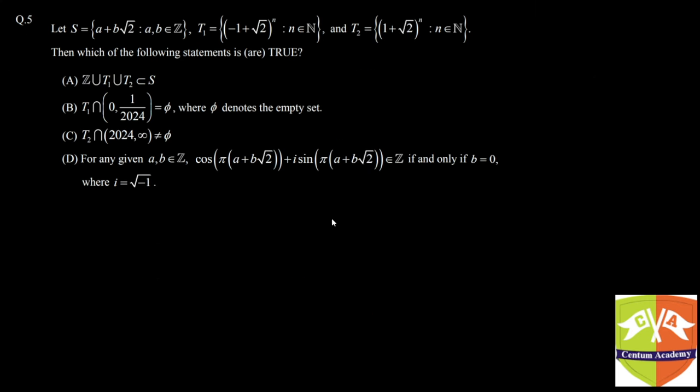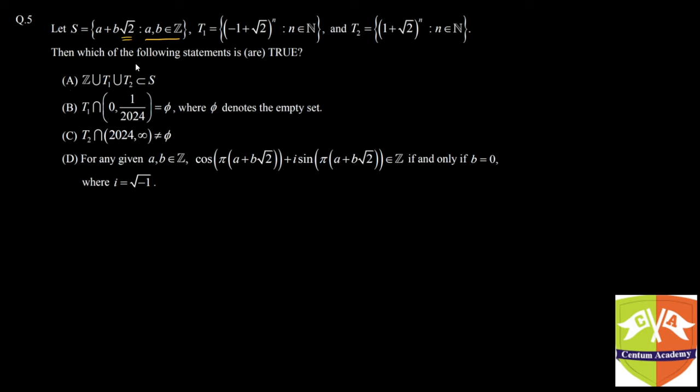Next is, we have been given three sets S, T1 and T2. S is all the numbers a + b√2, where a and b belong to the set of integers, and this √2 is an irrational number. Next, T1 is all the binomial expansions (√2 - 1)^n, where n belongs to N, and T2 is all the binomial expansions (√2 + 1)^n, where n belongs to natural numbers again. So which of the following statements are true? Now from here, multiple correct questions start, so more than one can also be correct.